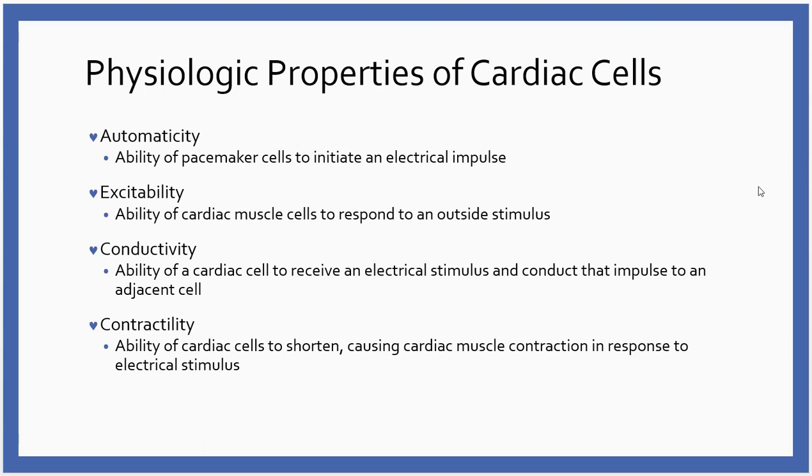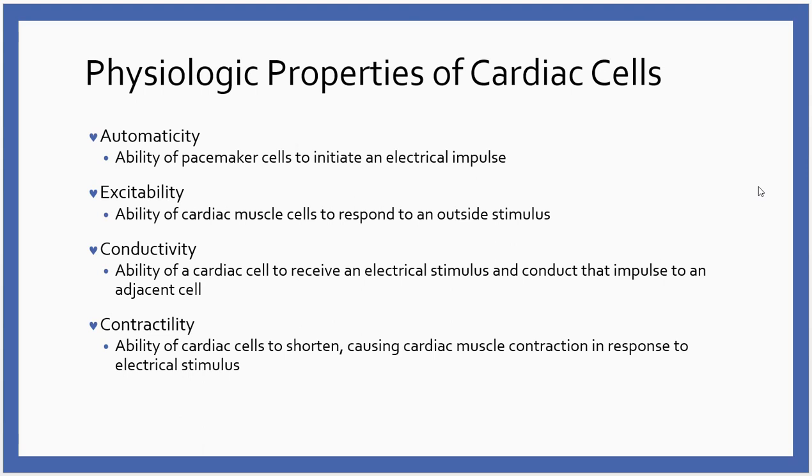Conductivity is the ability of the cardiac cell to take that stimulus and conduct it to an adjacent cell. And then contractility is the muscle cells' ability to shorten, causing that muscle contraction that is a response to the electrical stimulus. The reason I mentioned before that these terms should sound familiar is because when we're giving cardiac medications, we're mucking with these things.